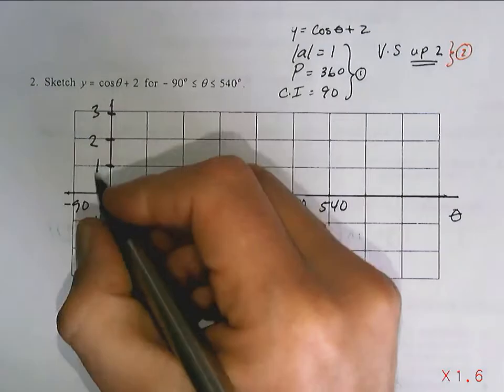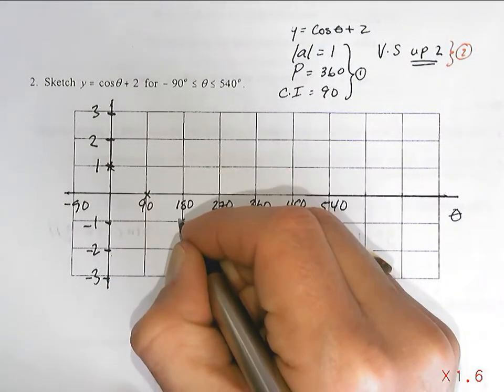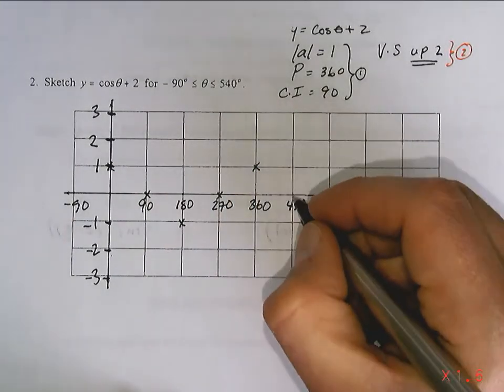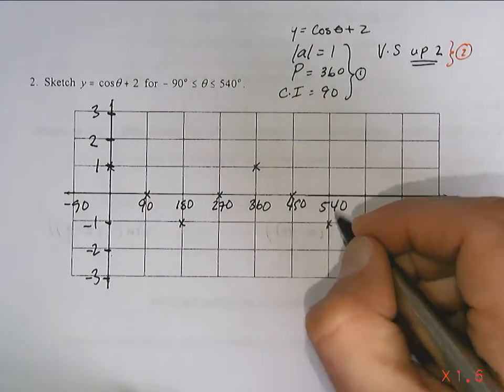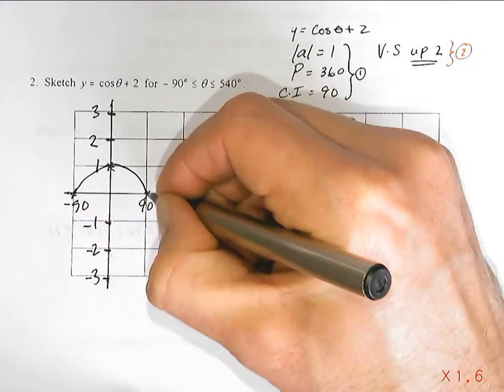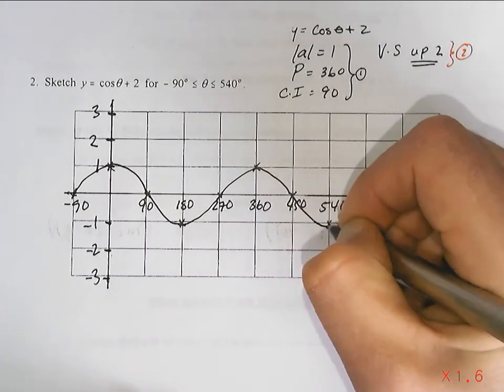So here we go. Cosine would go here, here, here, here, here for 1 cosine. But the domain tells me to keep going. So cosine is going to look like this on that domain.